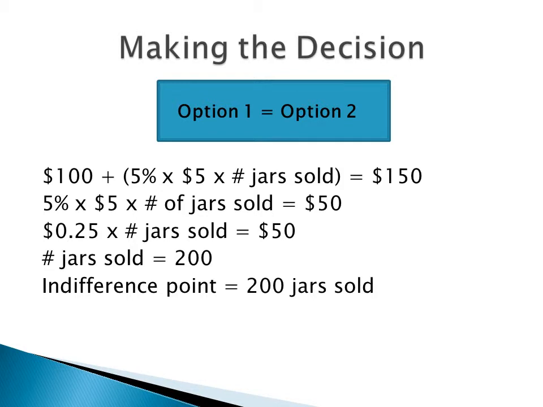If he expects sales volume to be less than 200 jars a month, option 1 would be less expensive. If he expects sales volume to be more than 200 jars a month, option 2 would be the cheaper option. And that is how you make the decision.